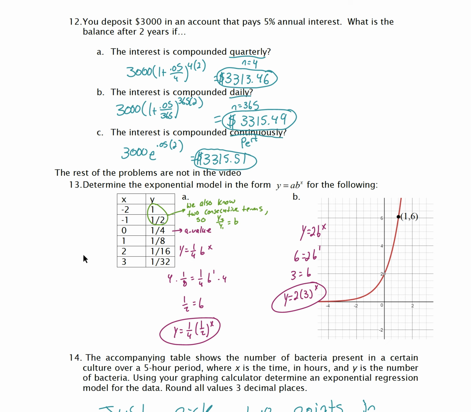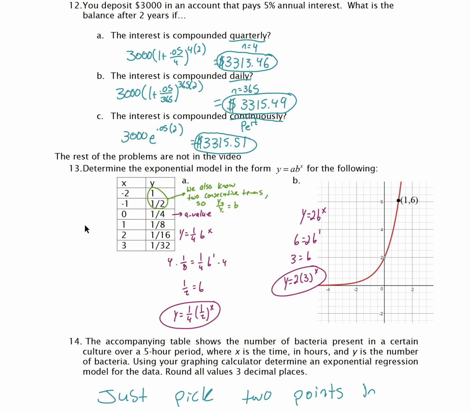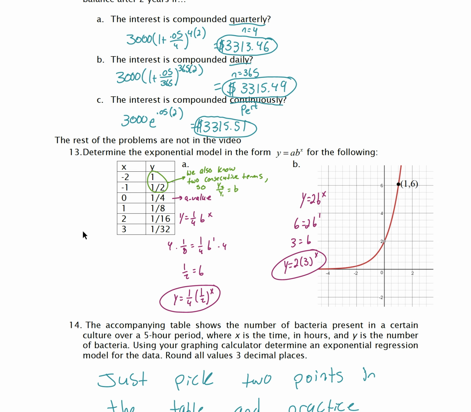This one I think we actually looked at in class. This is just a chart. If you look at this, if you look at the 0 value, that's going to tell you your A value, that 1/4. We know that's there, and if you look, it's going half, half, half, right? It's always going down by a half, so you're just multiplying by a half every time, and so you get something like this.